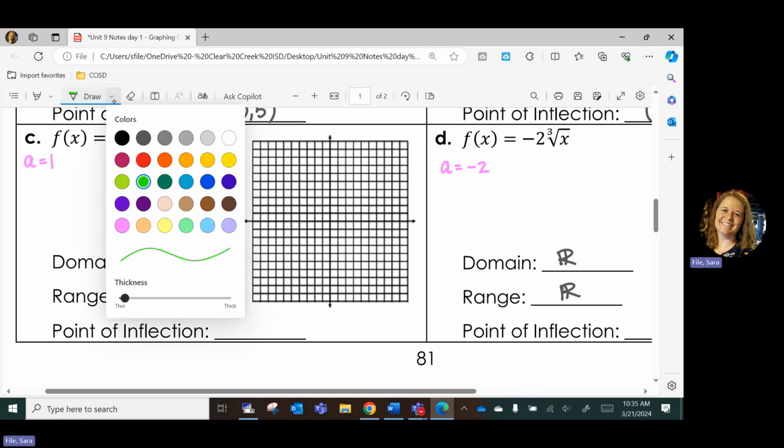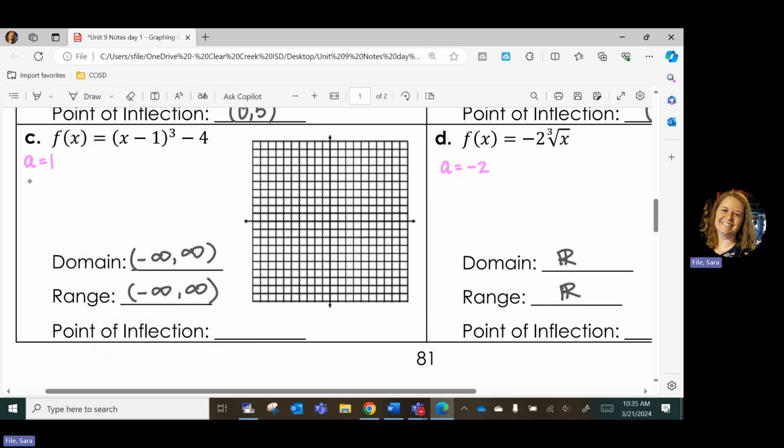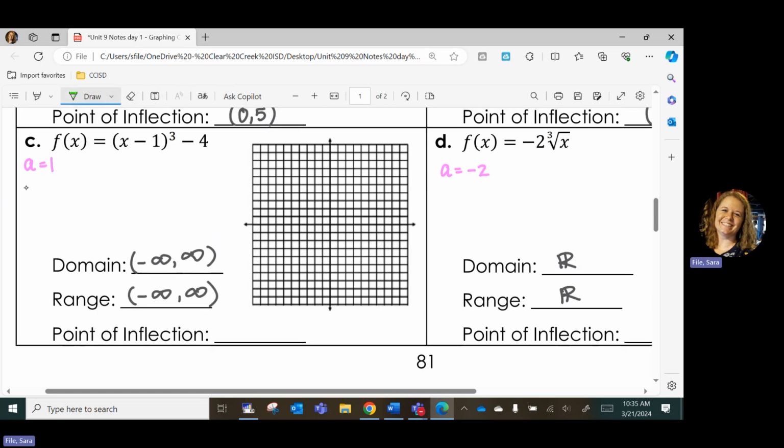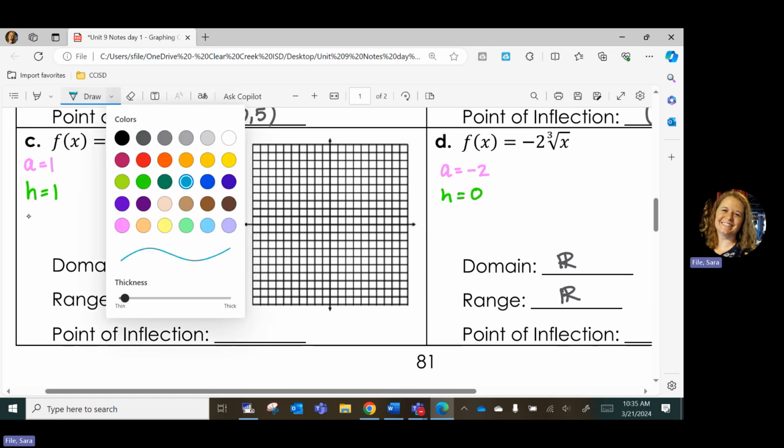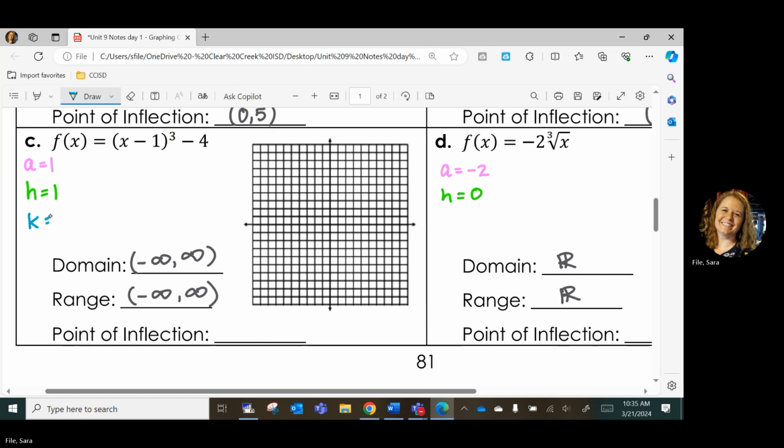Okay, in part C, what is H? Yes, H is a positive 1, because remember, it's the opposite sign that you see there. Is there a H over here in D? No, there's nothing under the radical with the x being added or subtracted. All right, what about K? Yeah, in C, it's negative 4. Anything over here? 0. There's nothing added or subtracted inside or outside over there.